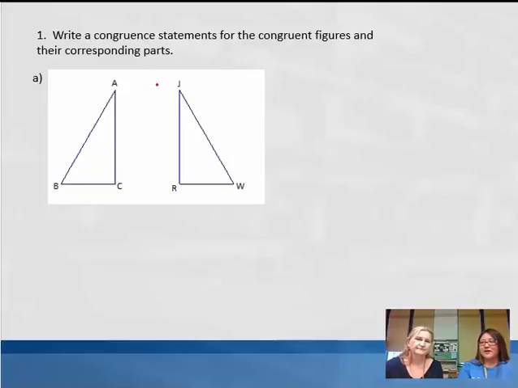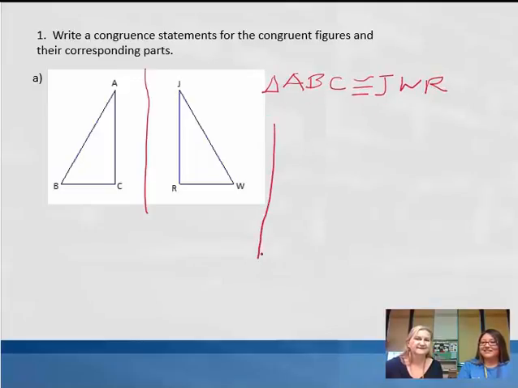For instance here, I see this triangle, and if I put a line here, it's like a mirror, so this switches over to the other side. Our congruence statement would be triangle ABC congruent to triangle JWR.